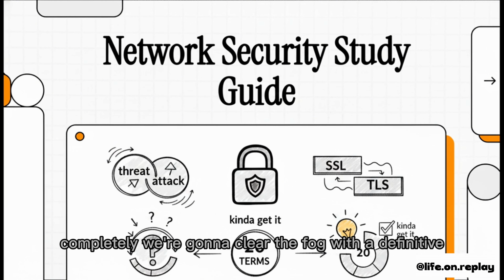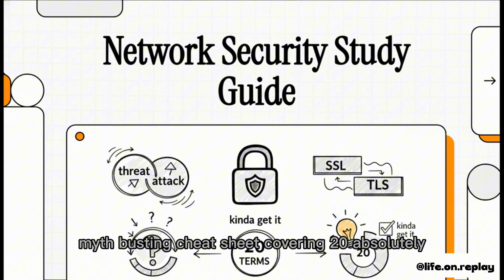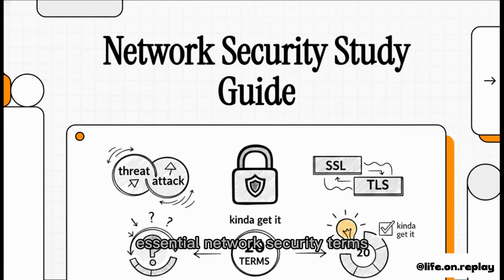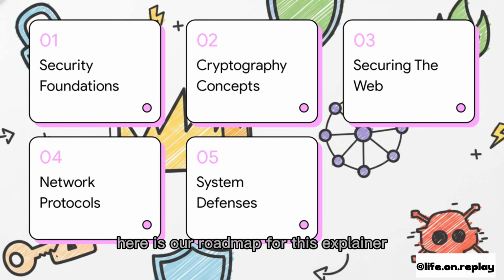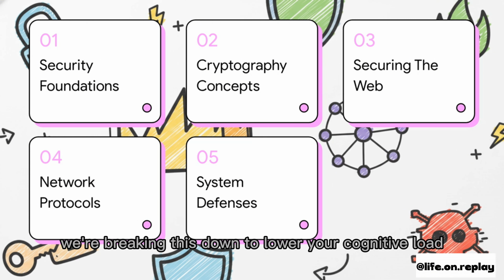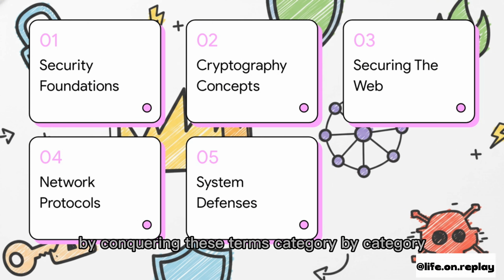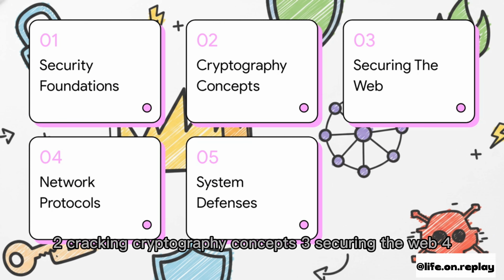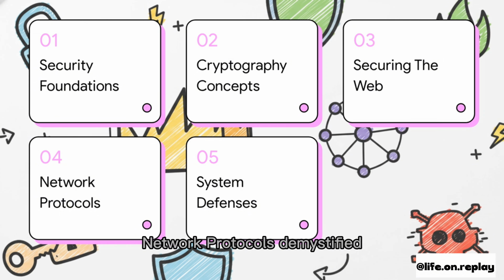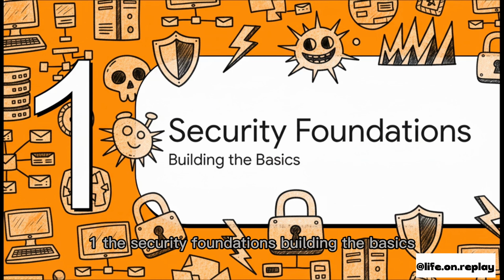We're going to clear the fog with a definitive, myth-busting cheat sheet covering 20 absolutely essential network security terms. Okay, let's dive right into this. Here is our roadmap for this explainer. We're breaking this down to lower your cognitive load by conquering these terms category by category. So, 1. Security foundations. 2. Cracking cryptography concepts. 3. Securing the web. 4. Network protocols demystified. And 5. System defenses and firewalls.